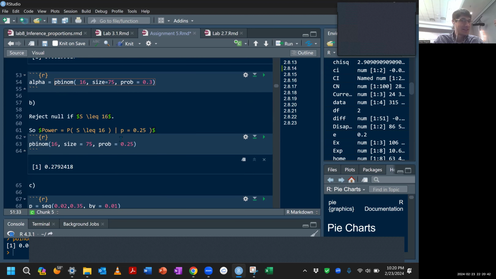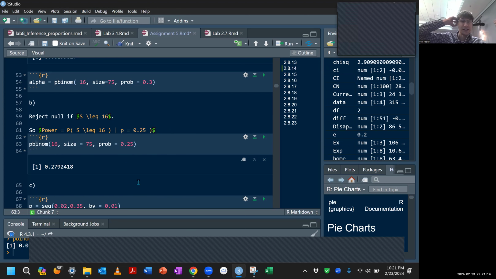Okay, so then part B is asking for the power of this test. I had to draw my whole table out. The power is the probability of rejecting the null given the alternative is true. Rejecting the null happens when S is less than 16. So we're looking at the probability of S being less than 16 given that P is 0.25. Well, that's just p-binom, same thing we did earlier, except now our probability is changing. So it looks like we have a 27% power.